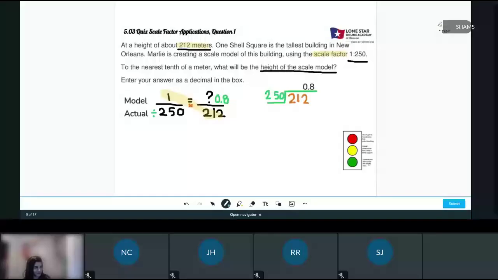We are, right? With the first question. The model and the actual ratio is 1 to 250. The height of the actual building is 212, and we are trying to figure out the model's height. We do cross product. We do 1 times 212, then divide by 250. We get 0.8. We get 0.8 as the answer.